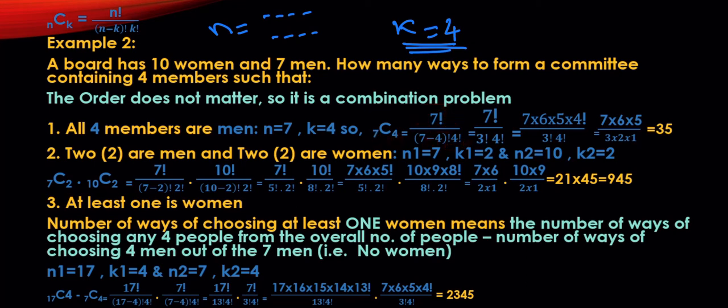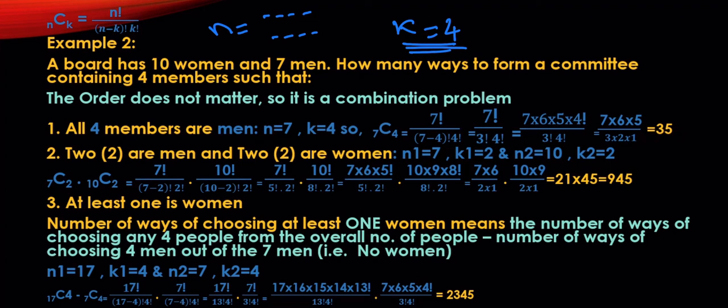So for 7, I choose the biggest one and expand until I reach this one. So 7 times 6 times 5 times 4 factorial, and the 4 factorial will be cancelled by the 4 factorial. I'll end up with 7 times 6 times 5 in the numerator, and the denominator 3 times 2 times 1. 3 times 2 equals 6, which cancels with this one. So 7 times 5 equals 35. So I have 35 ways to form a committee of 4 members, and all of them are men. Okay, great.